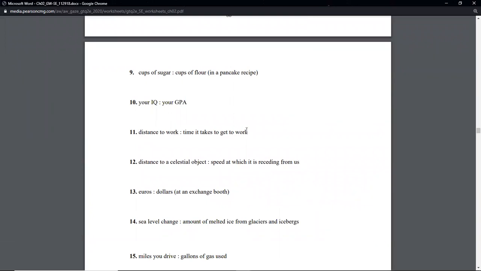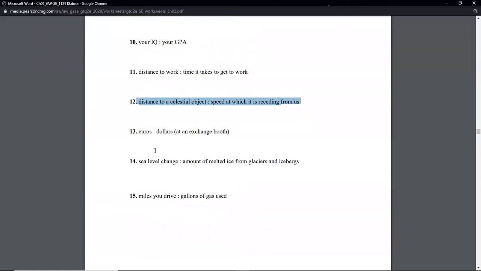All right, distance to work versus time it takes to get to work. Don't think about traffic and different paths you can take. Keep it simple. Number 12 is literally the same thing as number 11, even though it sounds a lot crazier. Distance of a celestial object and the speed at which it's receding from us. Just change celestial object to car and the speed at which it's moving away from us. Okay? Euros to dollars, currency exchange.